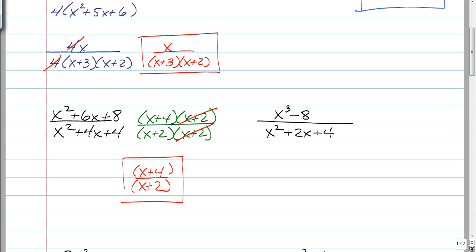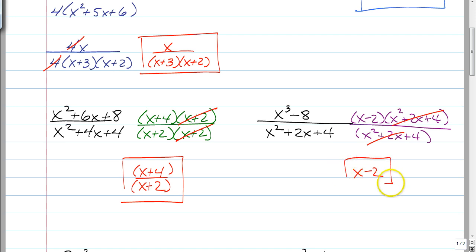For this one, we're doing the difference of 2 cubes. So we're going to have our x minus 2 times x squared plus 2x plus 4 for the top. Our denominator, we're going to have x squared plus 2x plus 4, because that cannot be factored. You cannot think of 2 numbers that will multiply to 4 but add to 2, which is perfectly fine, because we have an x squared plus 2x plus 4 on top and bottom, so those cancel each other out, and you are left with just an x minus 2.